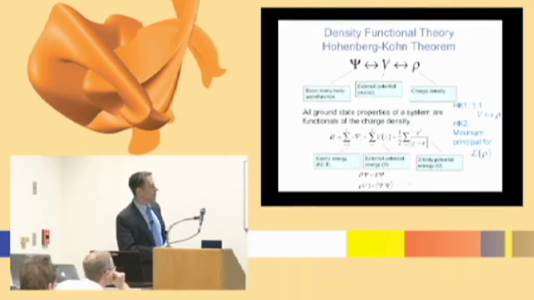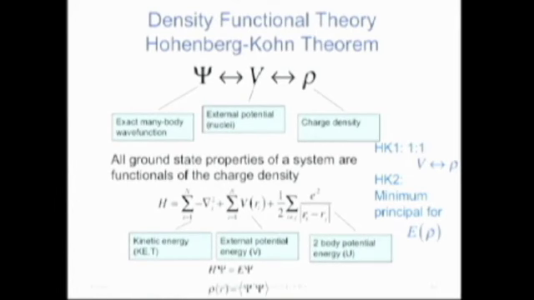Notice that this is a functional. So what is a functional, if you're not familiar with the word? A functional is something that turns a function into a scalar. So a charge density is a three-dimensional function, and the energy is a functional of that density. You plug in the whole three-dimensional density and you get out a number, which is the energy.